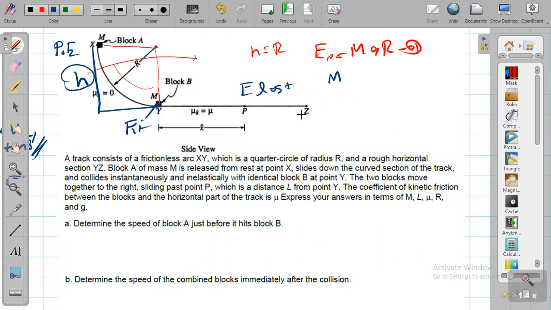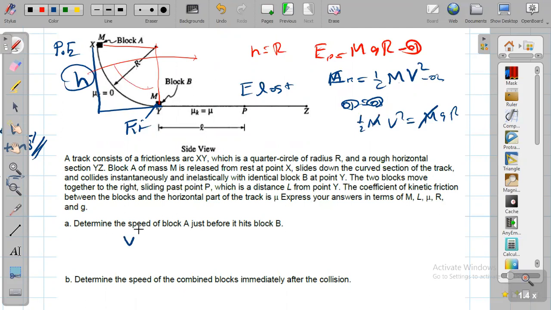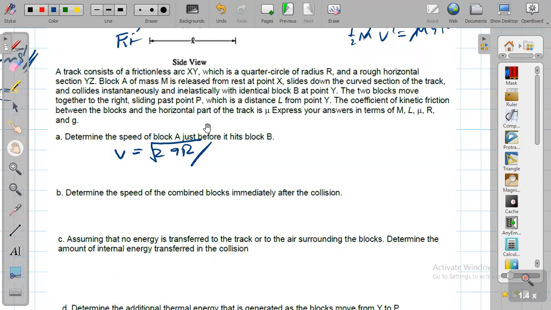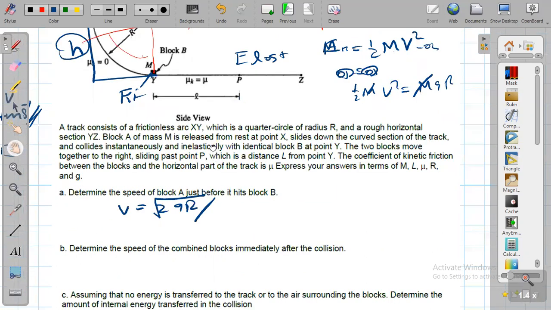It's going to be kinetic energy here. EK equals half m v square, number 2. So number 1 equals number 2: half m v square equals mgR. V equals what? Square root of 2gR. Leave it like this. And determine the speed of the combined block immediately after the collision.